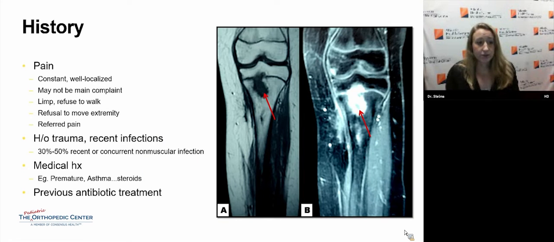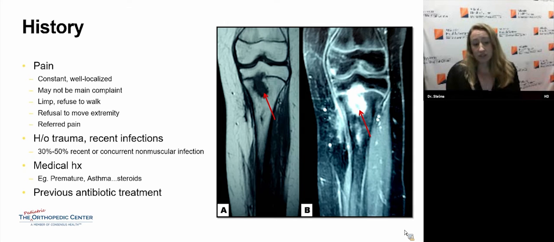So what do we see on history? They may have pain that's constant and well localized, but pain may not be the main complaint. You really may have a kid that is showing up with a limp and a refusal to walk. They may refuse to move the extremity, and they may have referred pain. So an infection in the hip could be presenting as knee pain. And they may have a history of trauma or recurrent infection. So if a kid has a history of trauma, it actually doesn't make it less likely that it's an infection. It can actually make it more likely.